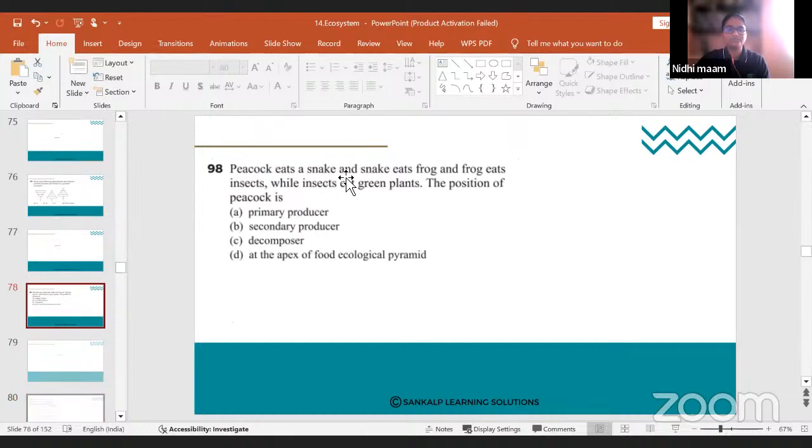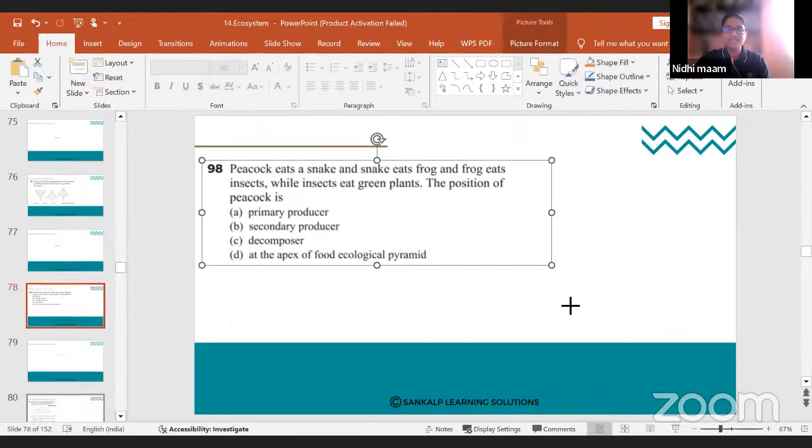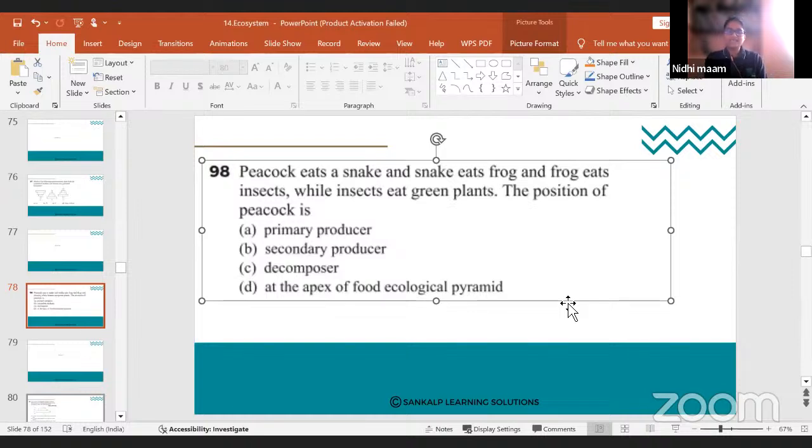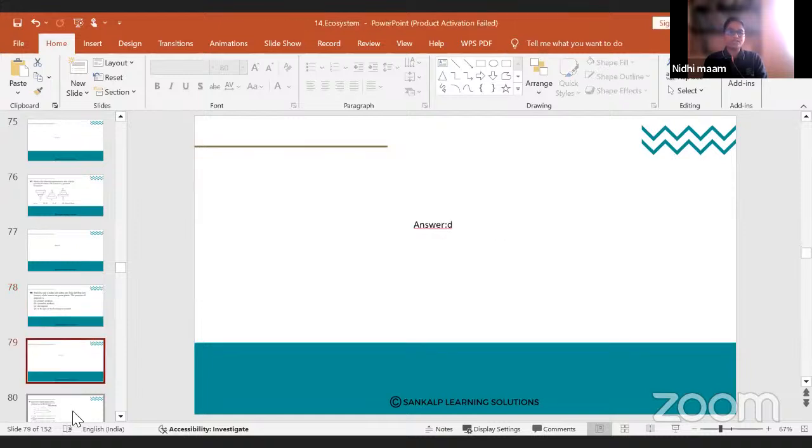Okay, next question. A peacock eats a snake. A snake eats a frog. A frog eats insects, while insects eat green plants. The position of the peacock is: primary, secondary, decomposer, or at the apex of an ecological pyramid. Write it down. Kadroli Mahesh, Ganesh, and Sudeep are active on YouTube. Ramya answered it quickly. Aishu, Jyoti, Tasmiya Banu, Sushmita, Mahesh Kadroli on YouTube, then Pavitra. Many of them voted for option D, that is at the apex of an ecological pyramid. So option D is the right answer.